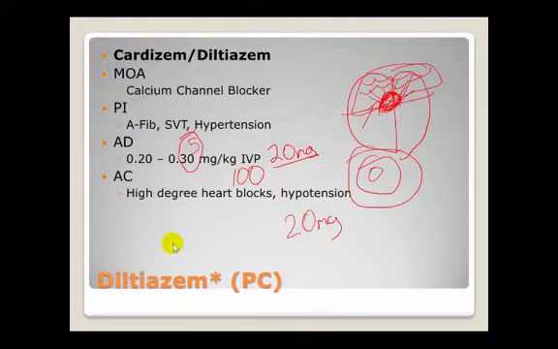Absolute contraindications on this medication are going to be high degree heart blocks. So if there's a physical block there, we do not want to put on board any type of chemical block, and or if the patient is hypotensive. So if the patient initially had a blood pressure of 70/30, this would not be the medication of choice.